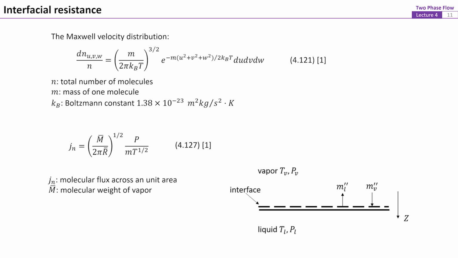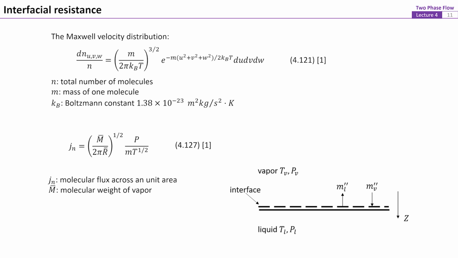The vaporization and condensation can provide high heat fluxes across the liquid-to-vapor interface with relatively low temperature differences. What is the highest possible heat flux in a given phase change process? This question will be answered by considering the molecular motion at the liquid-to-vapor interface. From the kinetic theory of gases, the Maxwell velocity distribution for gas molecule motion was derived as equation 121.